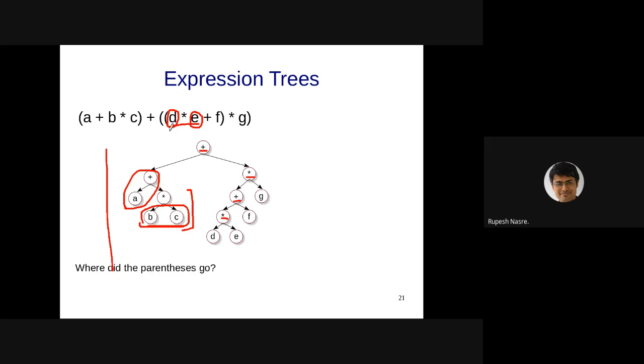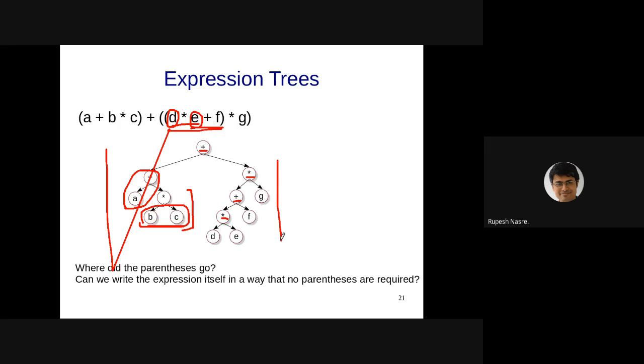So here, D star E plus F can be parsed in two different ways. First, we do D star E, and then we add F. Alternatively, I can do E plus F, and then D star of that, in the absence of parentheses. That is not possible in the expression tree, similar to the postfix notation. So there is going to be exactly one order. Okay, so can we write the expression itself in a way that no parentheses are required?